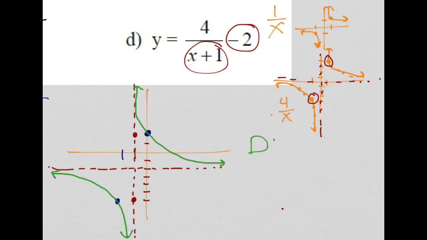Domain of this function is going to be every x value except that asymptote, which is at x equals negative 1. So I'm going to say x is not equal to negative 1. And my range will occur everywhere except for that horizontal asymptote, which is all y values that are not equal to negative 2. Sweet. You're welcome.